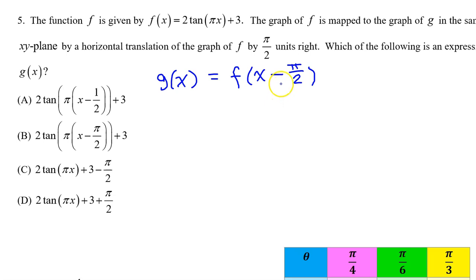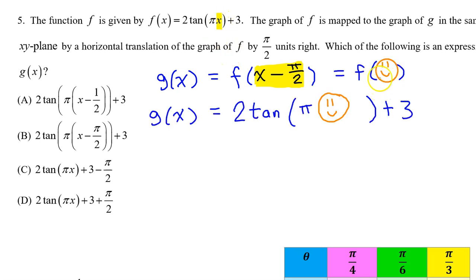Long ago, we learned that a horizontal translation pi over 2 units to the right will show up as minus pi over 2 inside the function. So g of x will equal f at x minus pi over 2. We just need to take this expression, x minus pi over 2, and plug it in right here. To help you picture what's about to happen, you can think of f at x minus pi over 2 as f at smiley face, where the smiley face is x minus pi over 2. But for now, think f at smiley face.